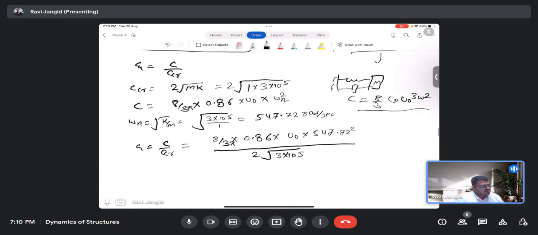So if you solve this, your damping ratio will come out to be 0.365 u naught. Did you get it? If you want to do the calculation, you can do this. Let me do the calculation. 8 into 0.86.